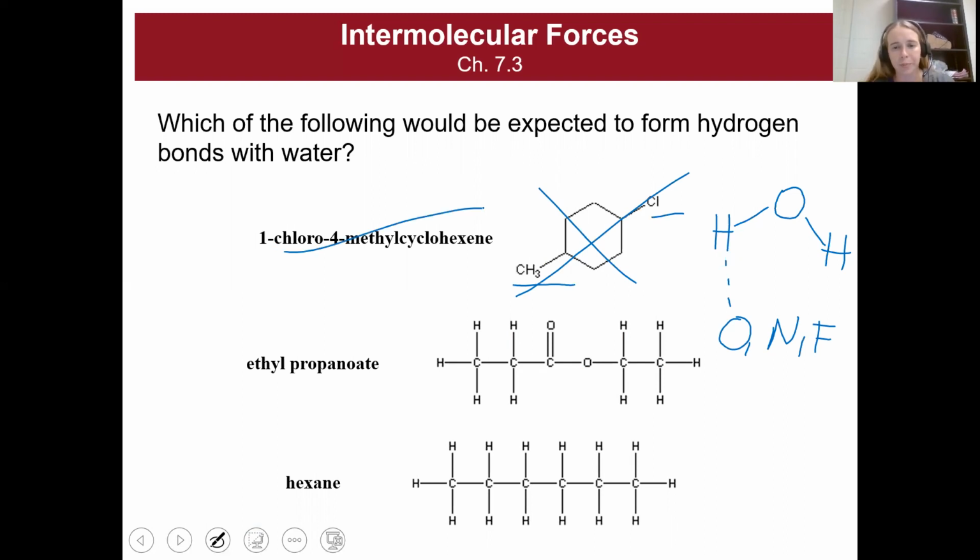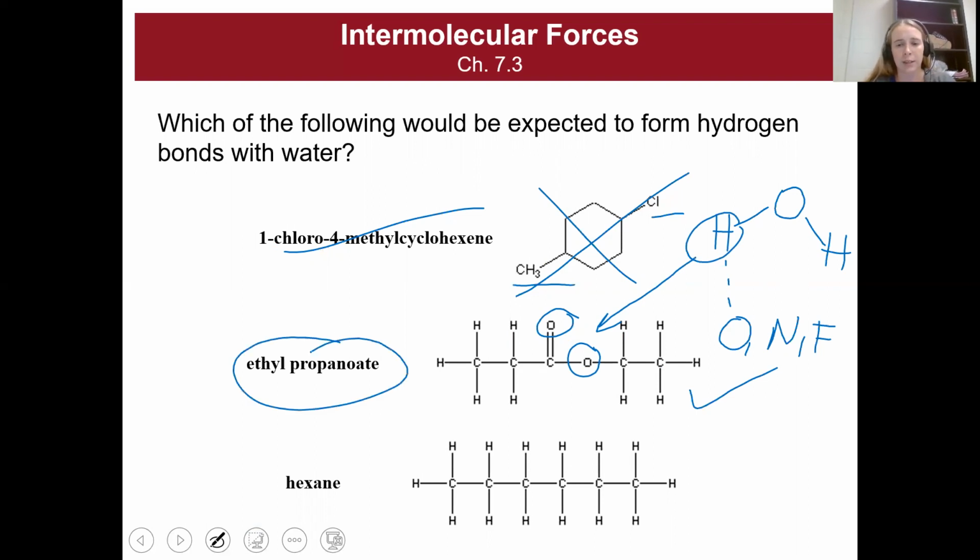What about the next one? Ethyl propanoate has an oxygen here and an oxygen here. So it has a couple of oxygens that can bond with this hydrogen on the water molecule. So that's a yes. This one can hydrogen bond with water. And then down here we've got hexane, which is a hydrocarbon. It's got only carbons and hydrogens. So this one's a no-go too. It doesn't have any oxygen, nitrogen, or fluorine to bond with water.